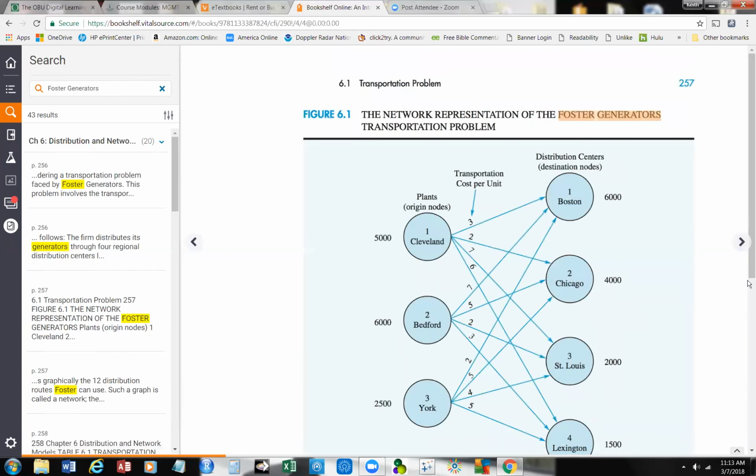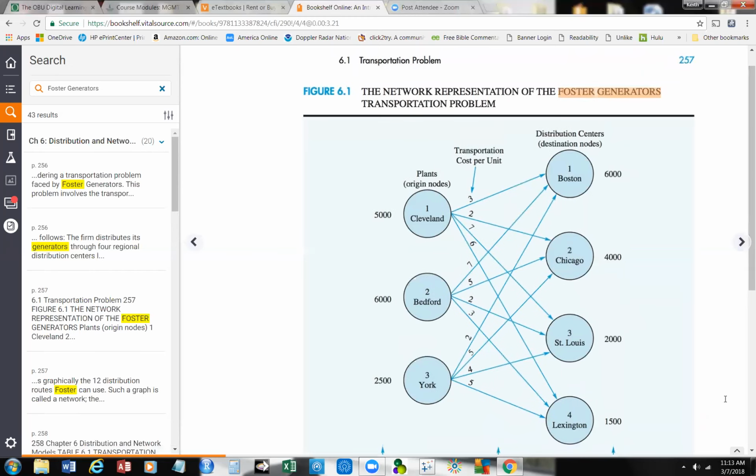Okay, we'll pop on over here. This shows you a beautiful schematic diagram of what they're looking at, showing you the plants. And they use some terms here: nodes and arcs. This is a node. An arc is this line that goes from one. So we see the Cleveland plant supplies Boston, it supplies Chicago, and it looks to me like Cleveland also supports Lexington. So we've got these origin nodes, these plants, and then we've got distribution centers.